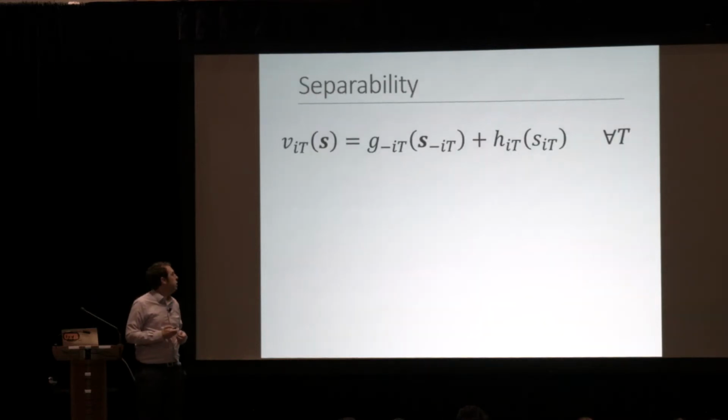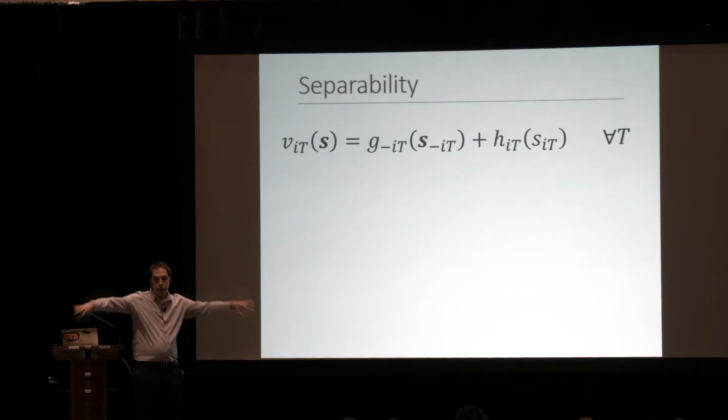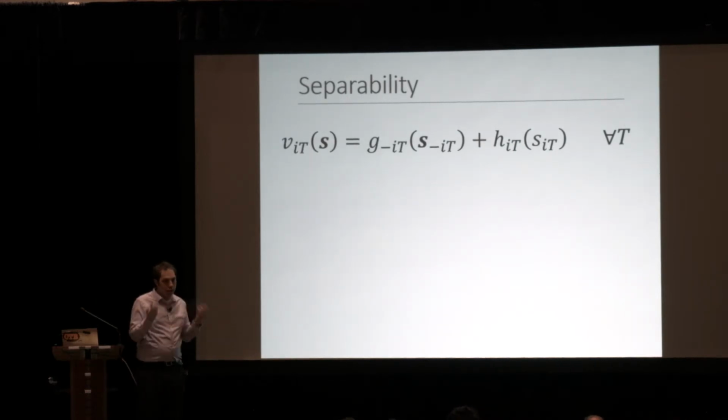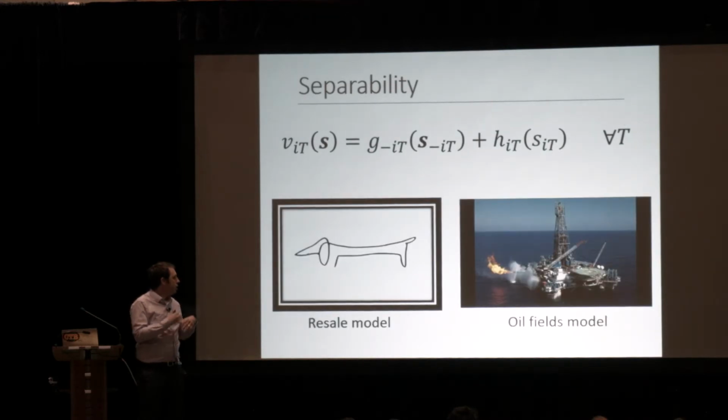To do that, we need some separability assumption, which means that we can separate the effect of the signal of player i from the signals of other players. If we have a valuation v_i of set T, we have a function that takes the signal of player i, and a function that takes all the other signals, and we can separate these two. Fortunately, this condition holds in almost all examples in the literature, so this separability assumption is pretty natural.